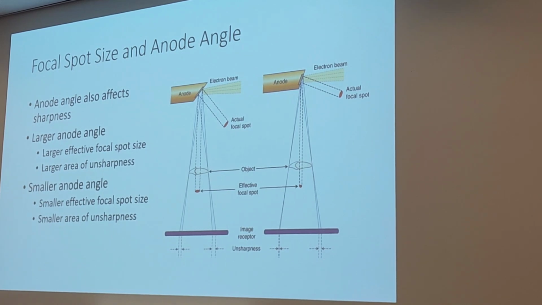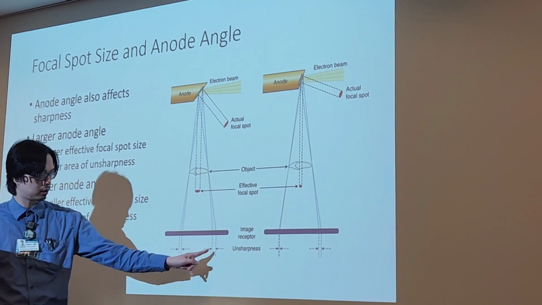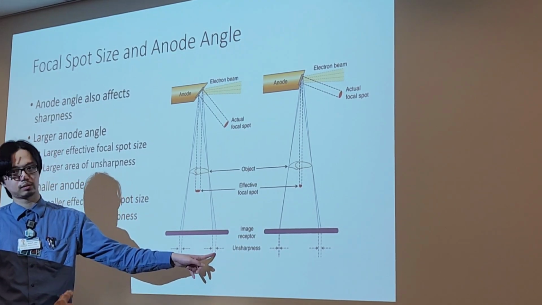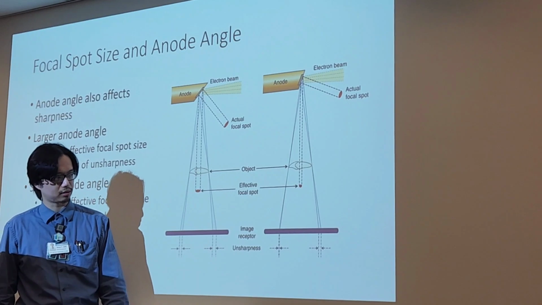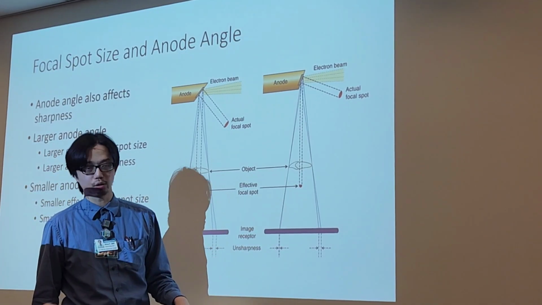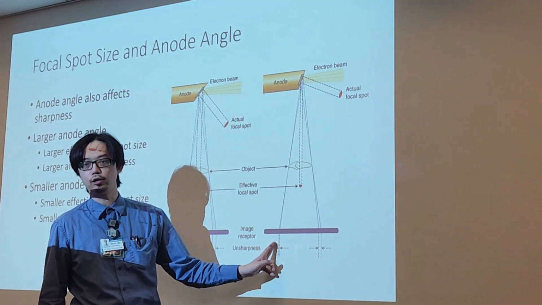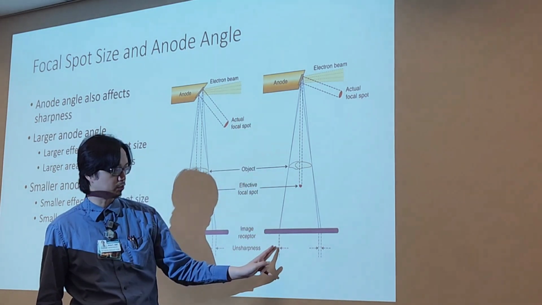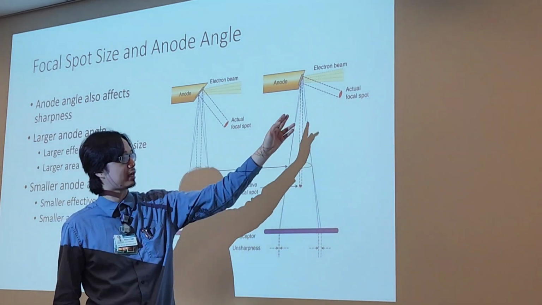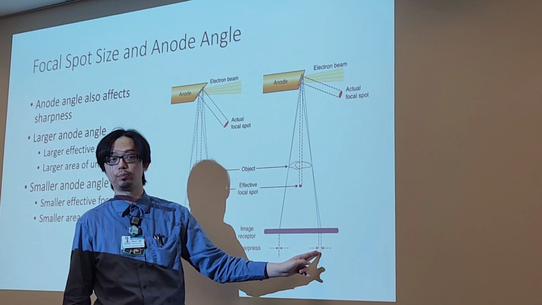Mr. Fung, yes? Is that why you have two sizes of the sharpness? I was wondering why one side is sharper than the other side. Is that because of the angle? Are you asking about this and this? Yes, this is bigger than this. Yes, so the angle does also play a role in that. So the side on the anode side is going to be a bit sharper. The side on the cathode side is going to be a little bit more blurry.